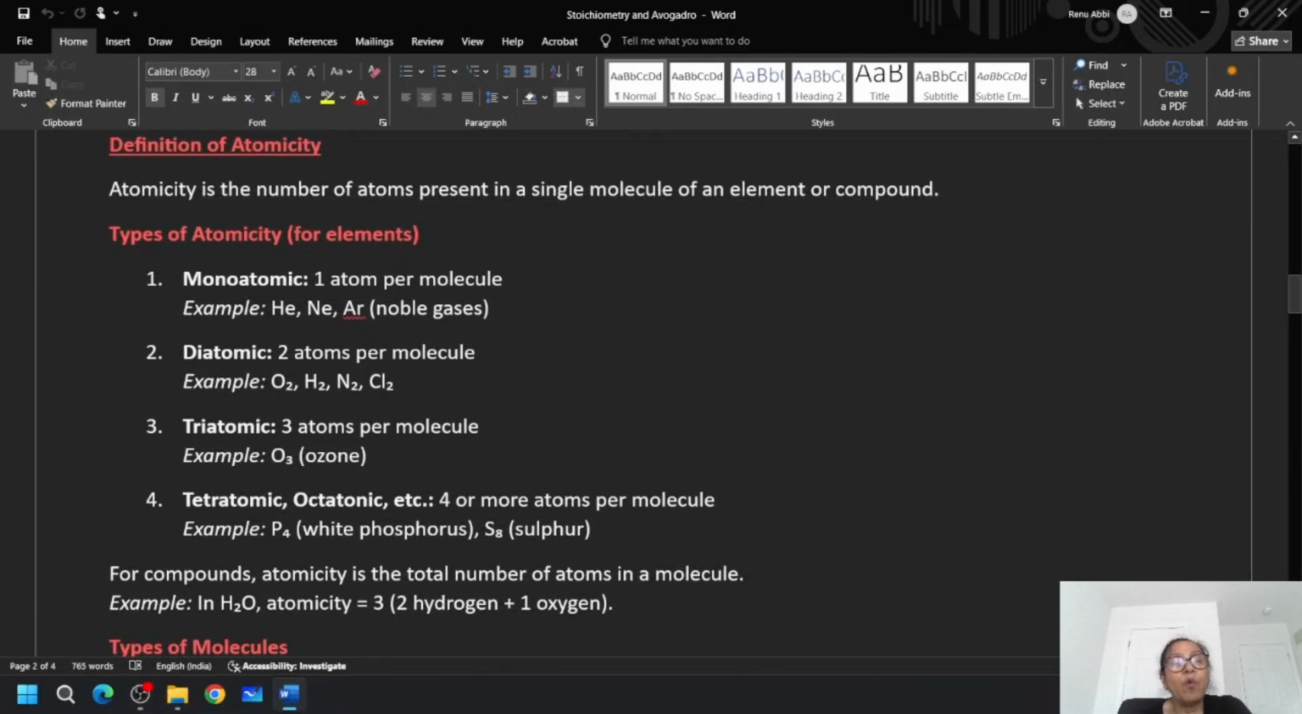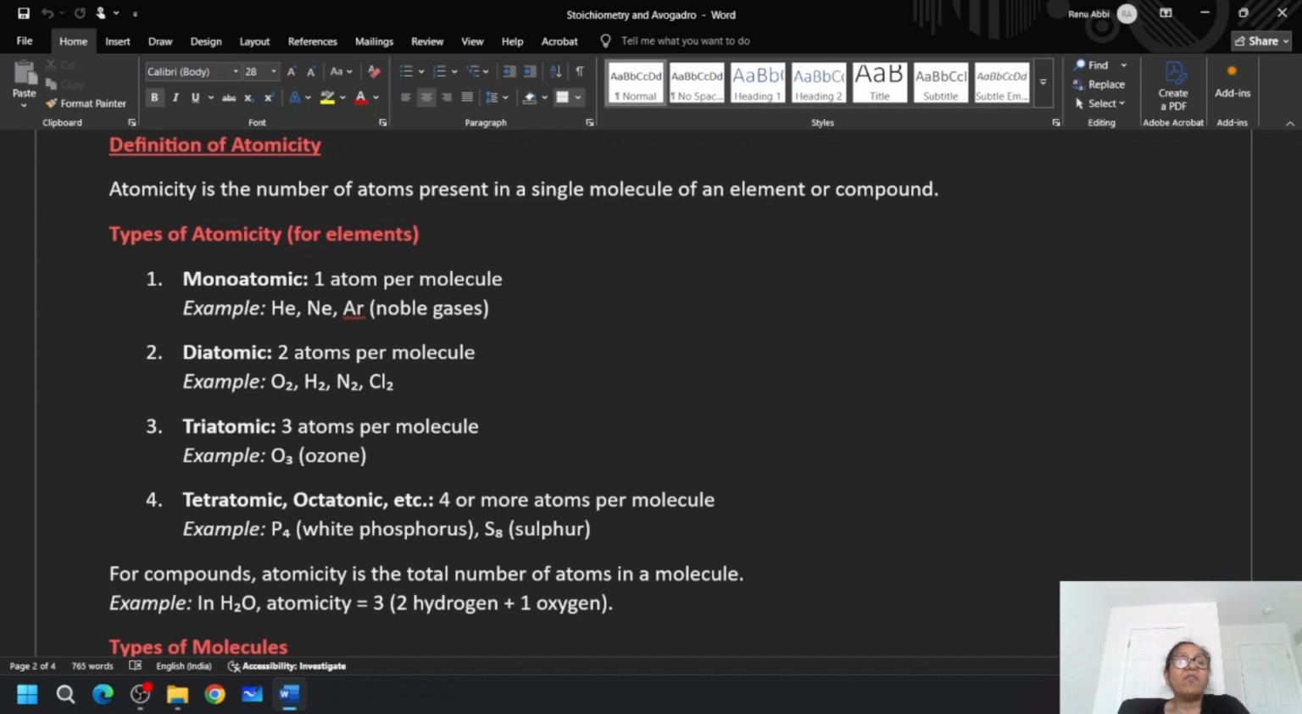One is monoatomic, that is for the elements. These are the types of atomicity on the basis of elements. Monoatomic, 1 atom per molecule. Mono means 1, atomic means atoms. For example, inert gases like helium, neon, argon, all these are noble gases. They are not going to be diatomic, their atoms are too big, so they can be monatomic in nature. Diatomic means 2 atoms per molecule. For example, oxygen O2, hydrogen H2, nitrogen N2 and chlorine Cl2.